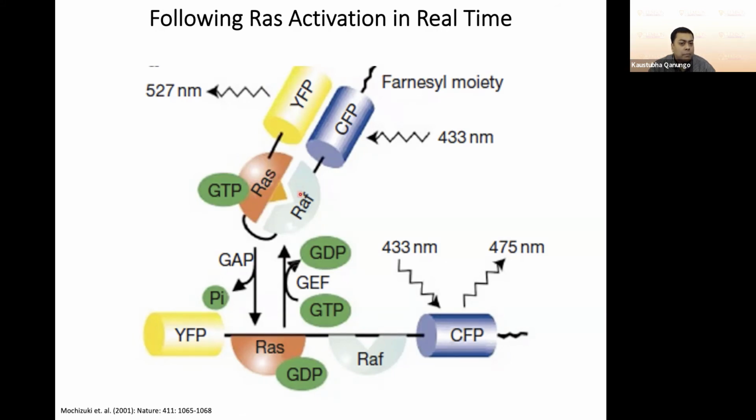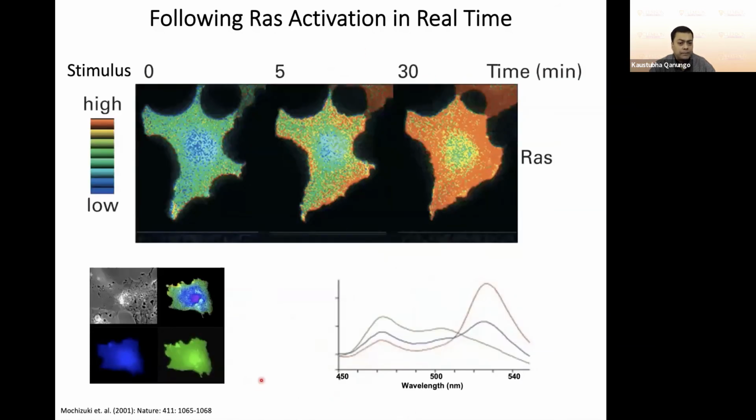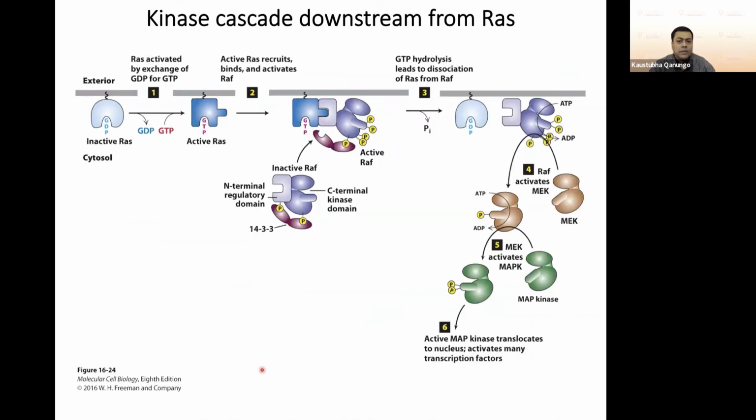But the important part is that if the GAP hydrolyzes the GTP to GDP, at that time they will fall apart and there will be no FRET. Whereas if the GDP is exchanged to GTP with a guanine nucleotide exchange factor, they will show FRET, otherwise it will not. So just know the experiment. So this is good.